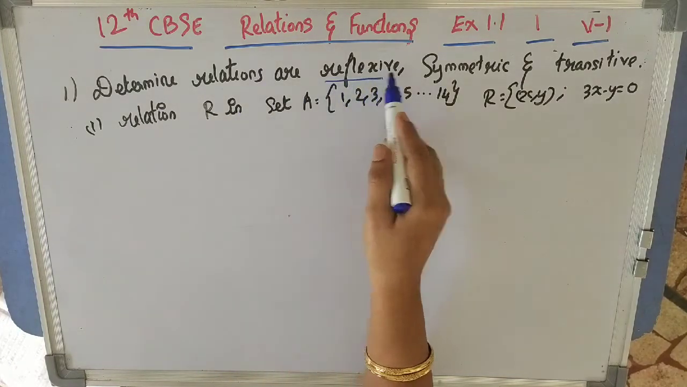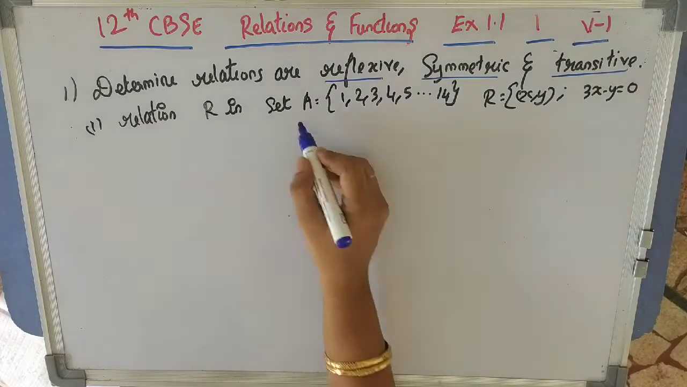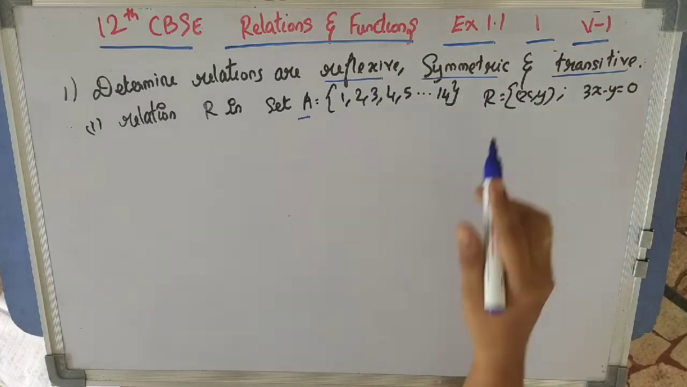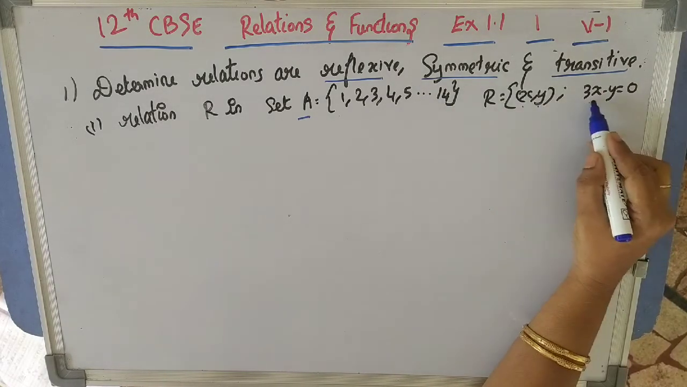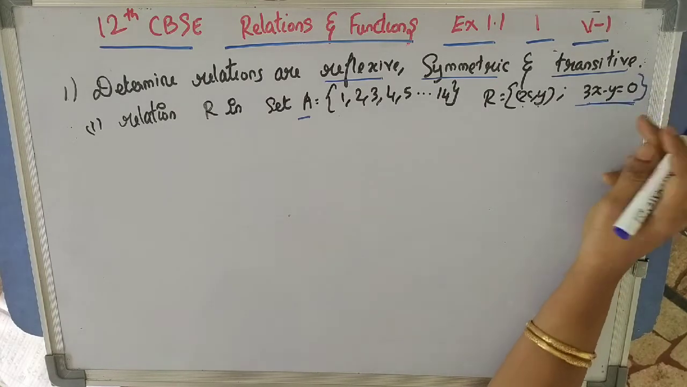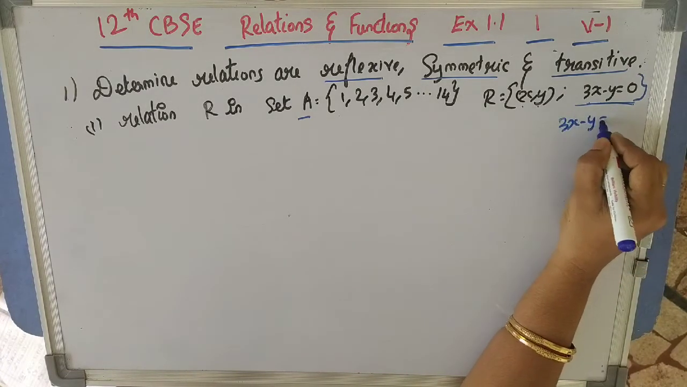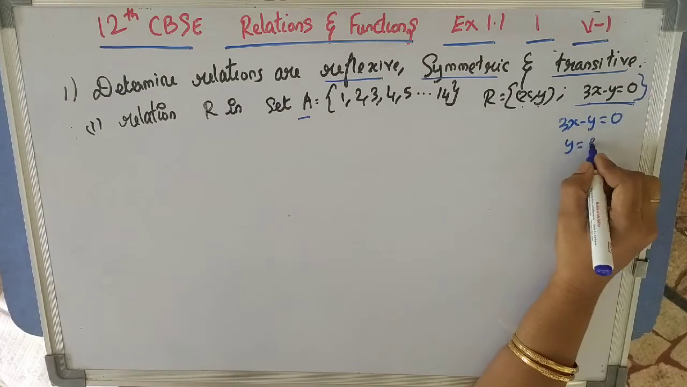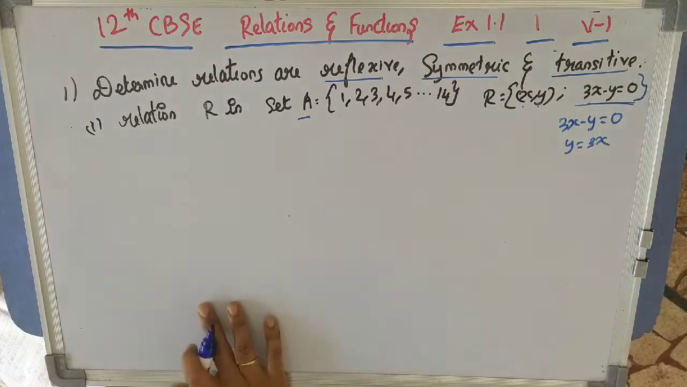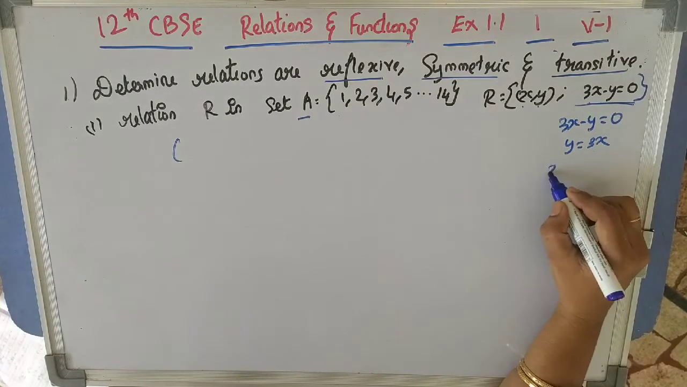Now, we have to determine whether the relations are reflexive, symmetric and transitive. Here, the set A is given as 1, 2, 3, 4, 5 till 14 and the relation R is given as x comma y such that 3x minus y is equal to 0. From 3x minus y is equal to 0, what can you understand? Yes, y is equal to 3x. Now we know x, that is A, so we can find y, isn't it?